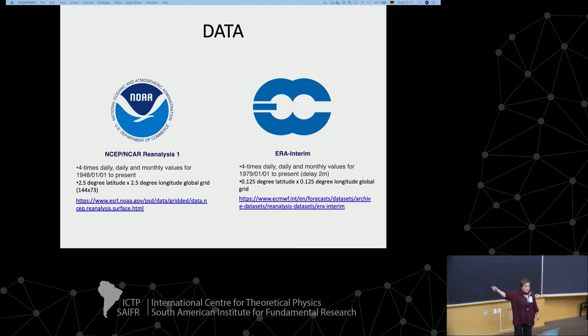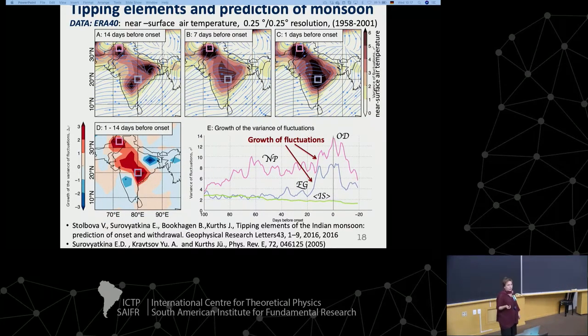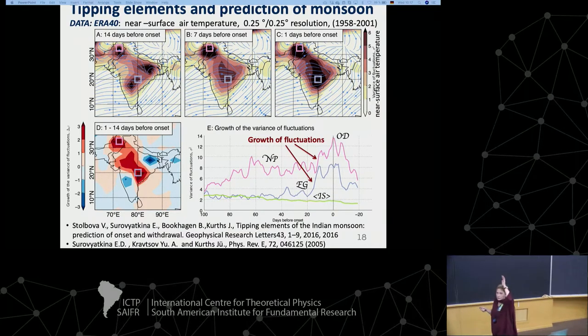We used data, reanalysis and error entry. So what we did, we analyzed variance of fluctuation in near surface air temperature, this is 100 meters on the surface. This is just sigma F of daily near surface temperature. And you can see 2 weeks before onset of monsoon, we have highest fluctuation in three regions.